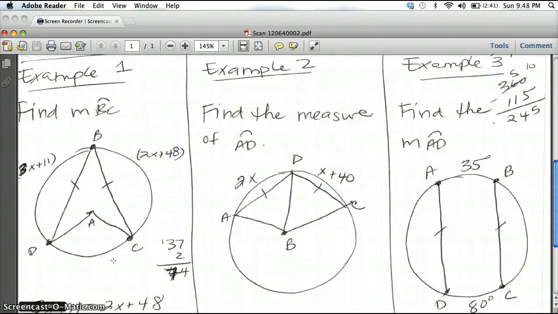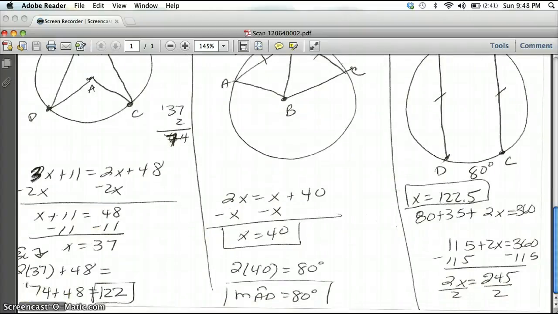Now, it asks us to find the measure of arc BC. So I plugged x back in. So 2 times 37 plus 48. 2 times 37 is 74. I added that to 48, and I got 122.